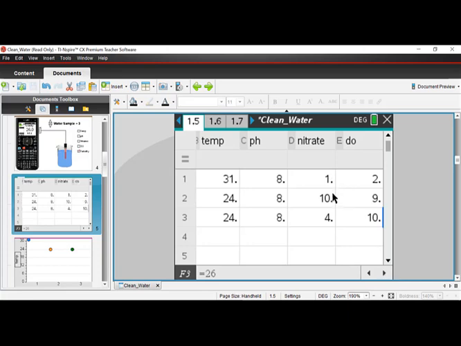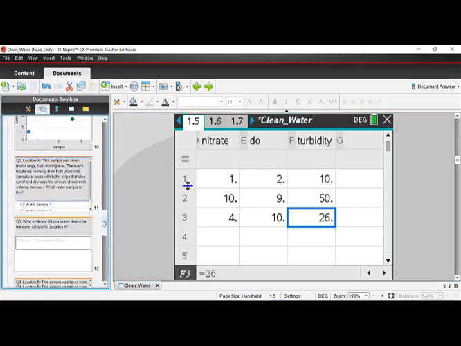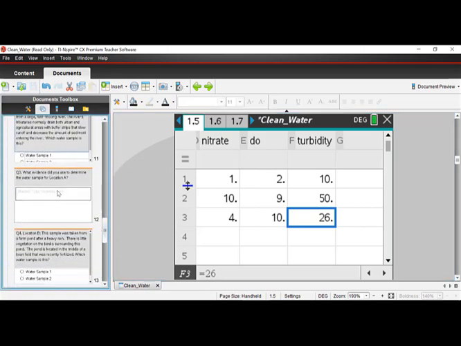Nitrates, said there was some runoff, so it could be 2 or 3 here. DO, remember large fast moving rivers are going to have higher dissolved oxygen, so it could be 9 or 10. And then the turbidity rather, because it's a river, there's runoff, you're going to get some turbidity. So I think we can rule out number 1. Okay, I don't know that we can tell if it's 2 or 3 yet. So we're gonna keep moving and try to figure out if we can narrow it down.